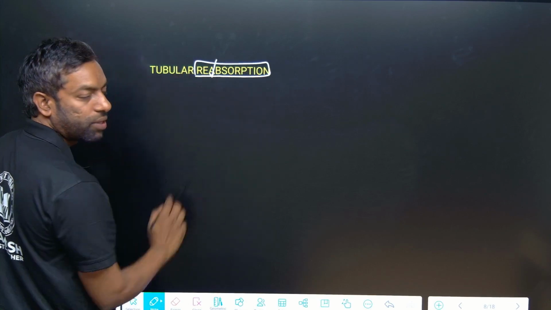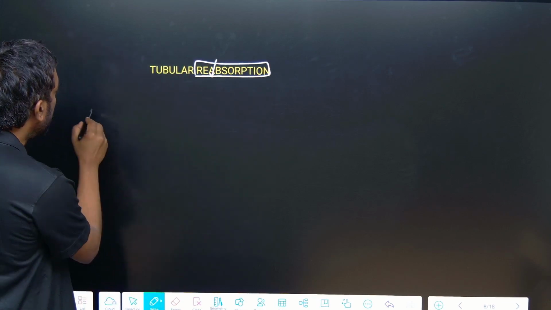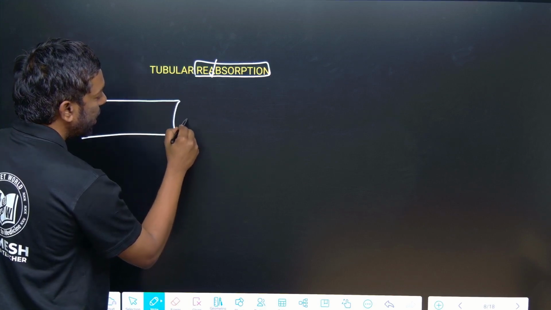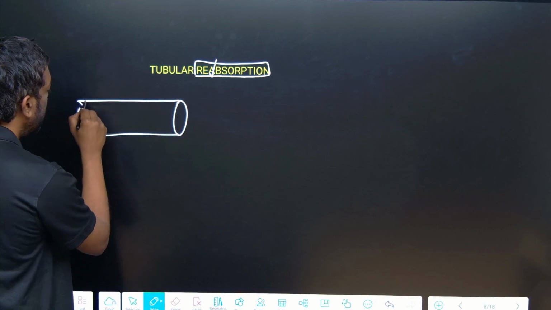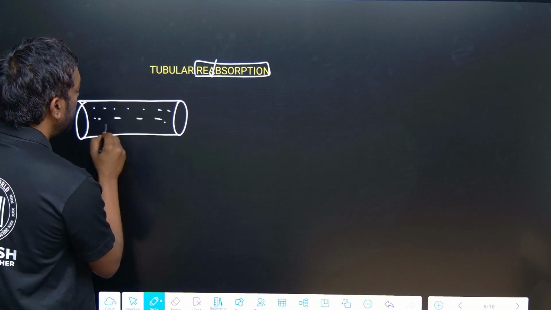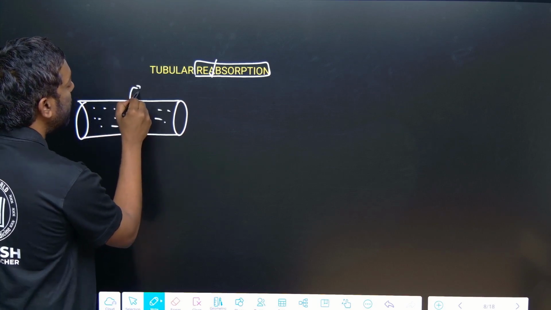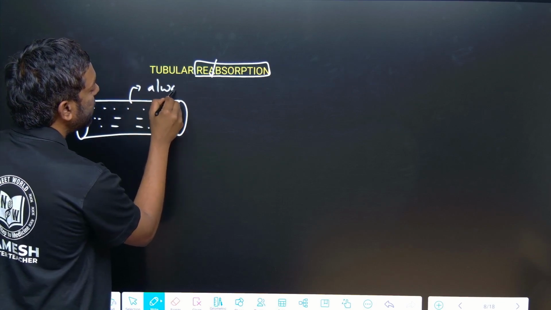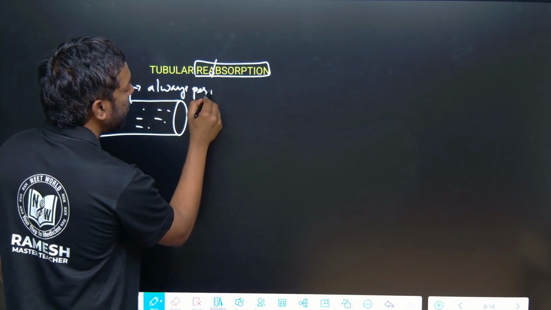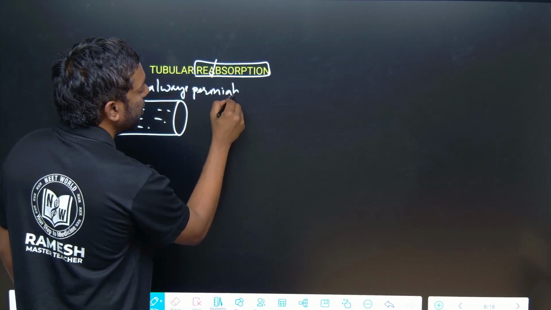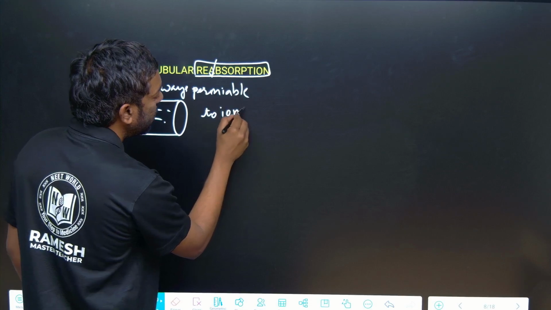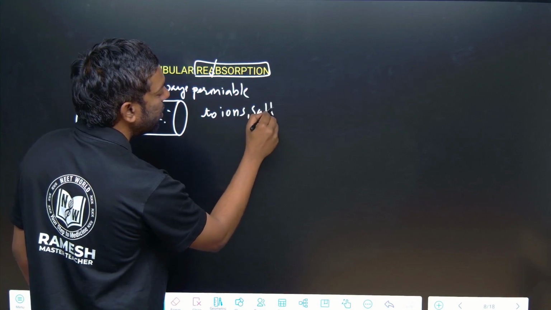Reabsorption means taking something back in. This is the artery, and this is the capillary. The capillary carries the blood. Capillaries are always permeable to ions, salts, and water.